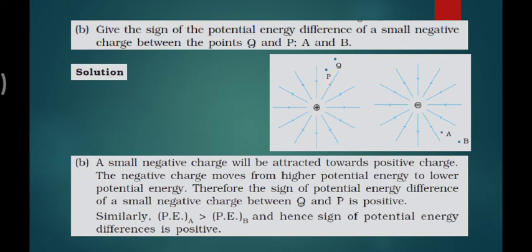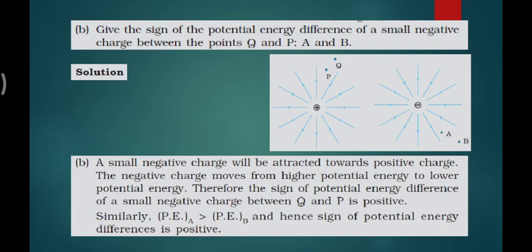Suppose you have one charge on the P side and another charge on the Q side, both negative. The one nearer will feel a stronger force of attraction to the positive charge. Okay, the negative charge moves from the higher potential to the lower potential. It means P to the center charge. Therefore the sign of potential difference for a small negative charge, Q to P, will be positive, because Q is less and P will be plus.